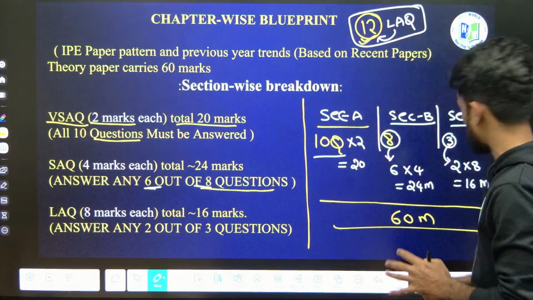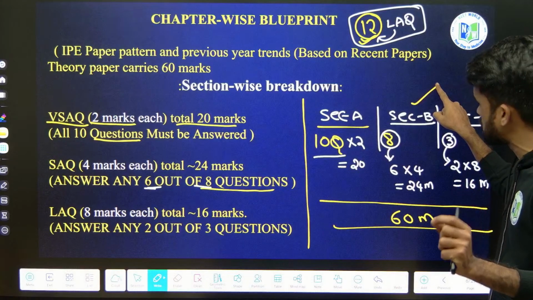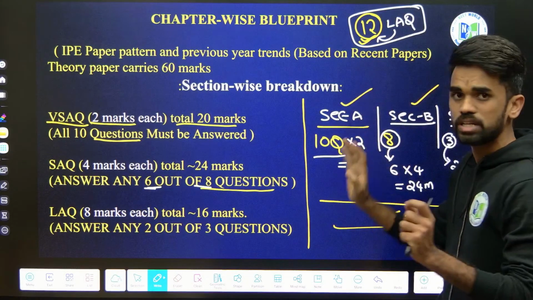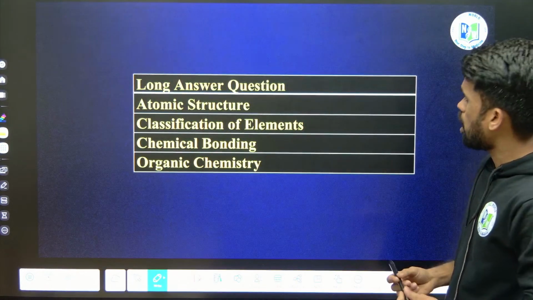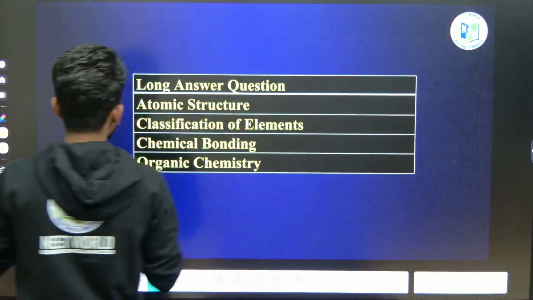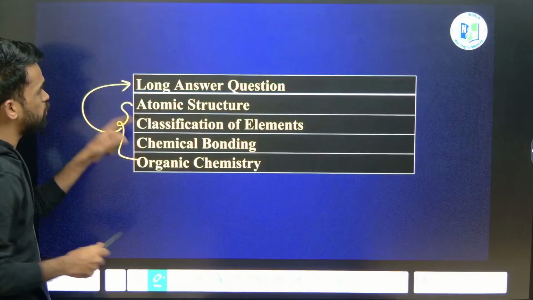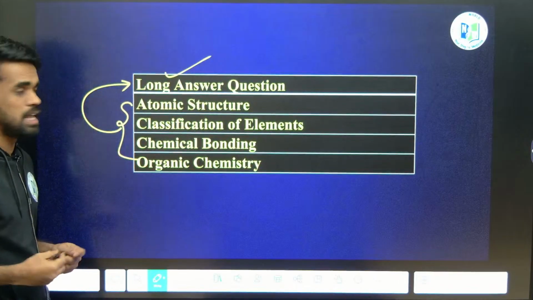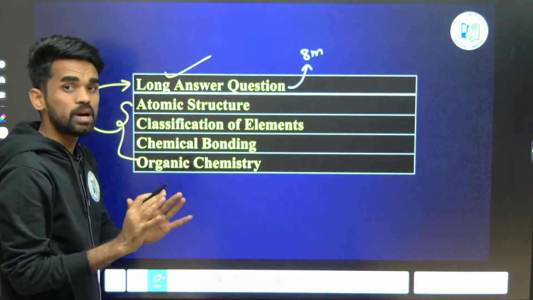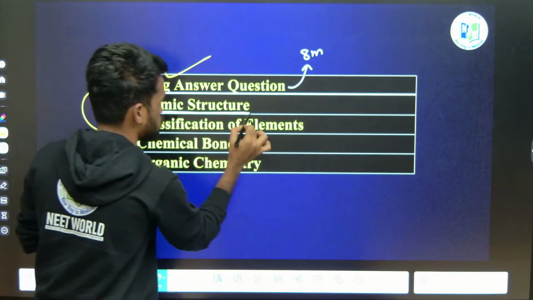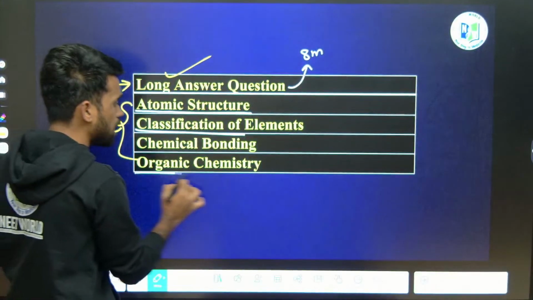Okay, now let me give you that first, and after that for section B also I'm going to share the questions from each chapter as well as section A also. Okay, just look at these. What are the chapters to be focused for this LAQ type of questions? See, these are the 4 chapters to be focused to answer this LAQ. LAQ contains 8 marks each. One is structure of atom or atomic structure, classification of elements, and organic chemistry.